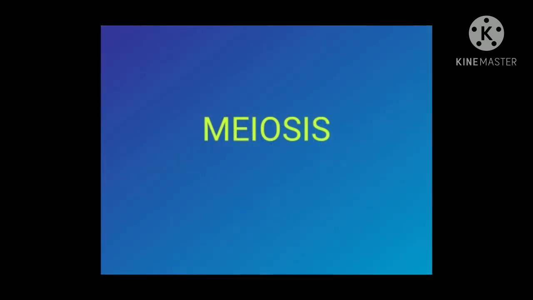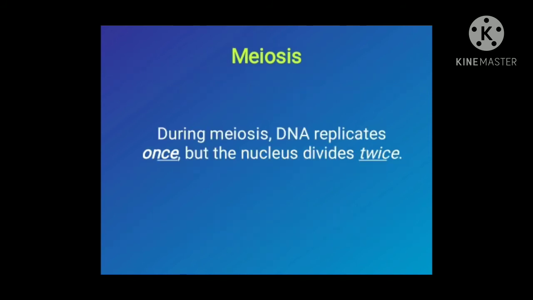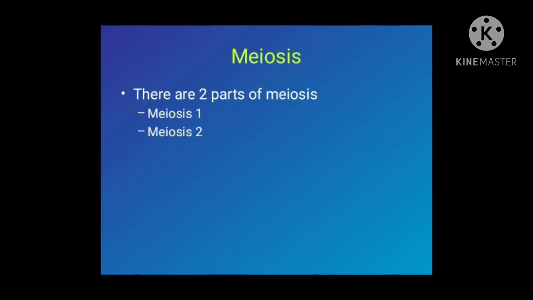Now let us know what meiosis is and its functions. Meiosis is the type of cell division by which the gametes, or sex cells, eggs and sperm, are produced. One parent cell produces 4 daughter cells. The daughter cells have half the number of chromosomes found in the original parent cell. During meiosis, the DNA replicates once but the nucleus divides twice.